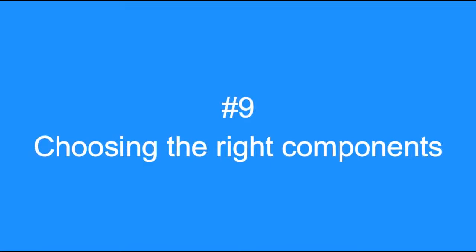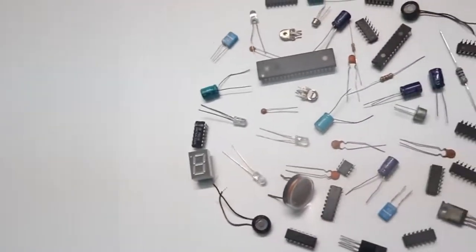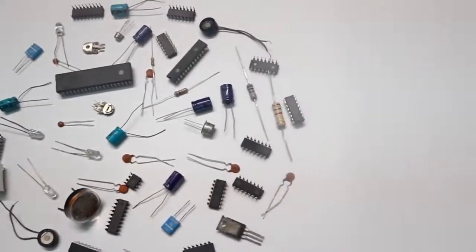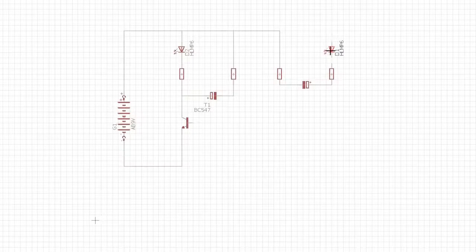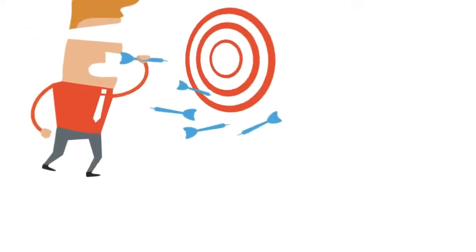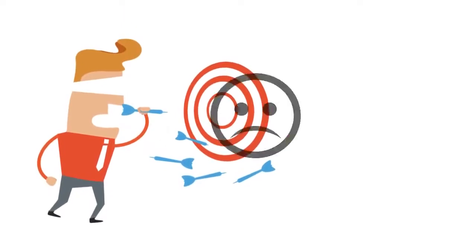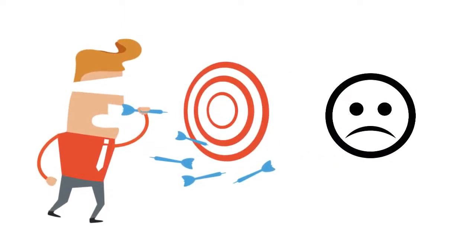Tip number 9. Choosing the right components. Selecting the right part for your circuit design can be tough since there are plenty of parts available in the market. Designers might often stick to the component they have in the inventory or the one they have used in previous designs. Doing this might work, but the design will not be optimum or the circuit might not produce the desired result.